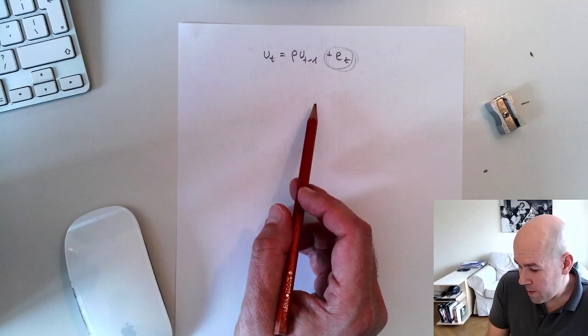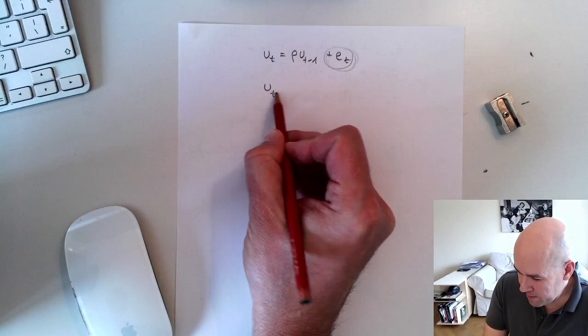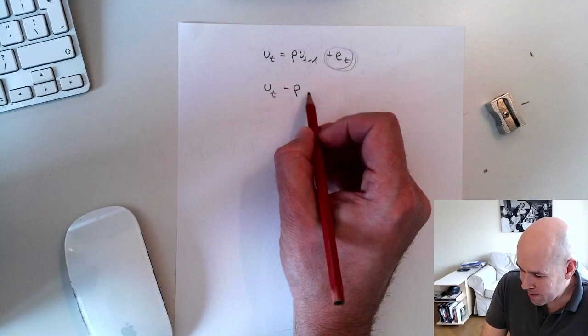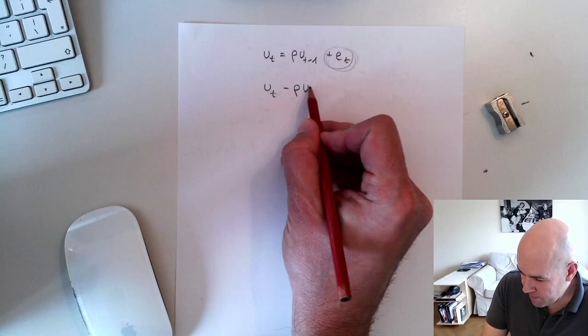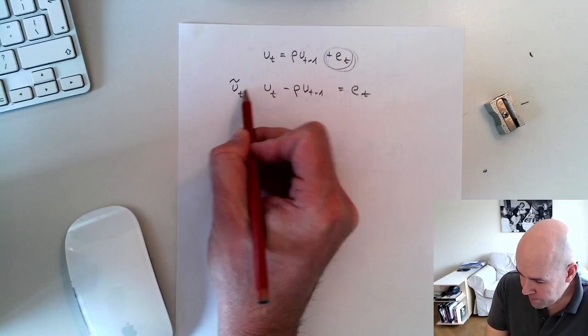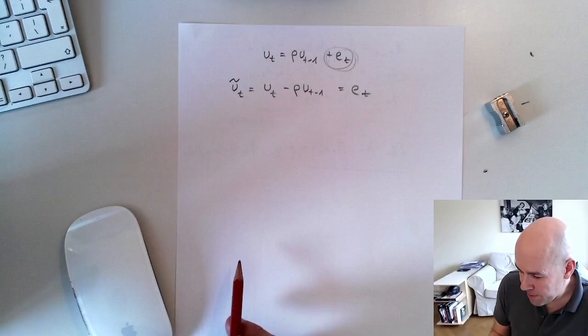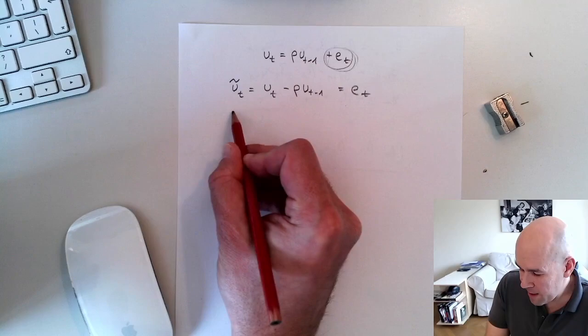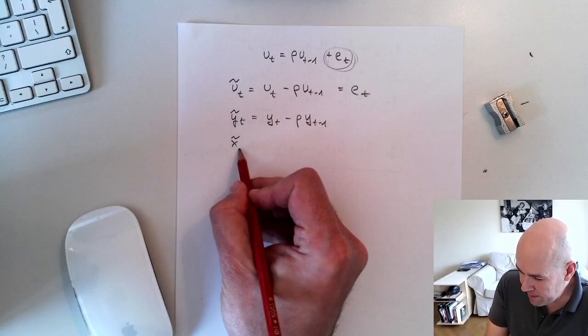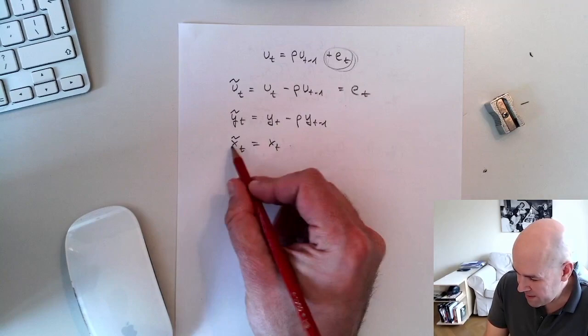So what that suggests is that my transformation is going to be very simple. For the error term, I want to subtract rho times the observation in the previous period. Then I'm going to have e_t. Let's call this u tilde. And that's already it. All we need to do is the same thing for the rest of our data. So y tilde is going to be y_t minus rho times y_{t-1}, and x tilde t is going to be x_t minus rho times x_{t-1}.